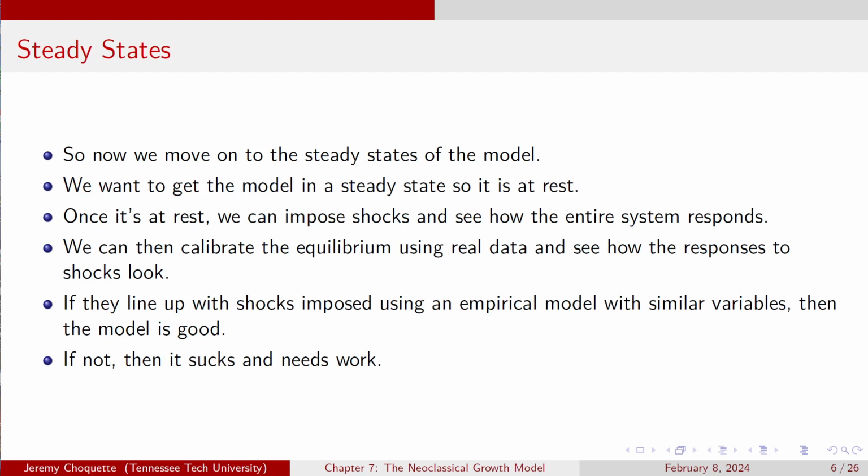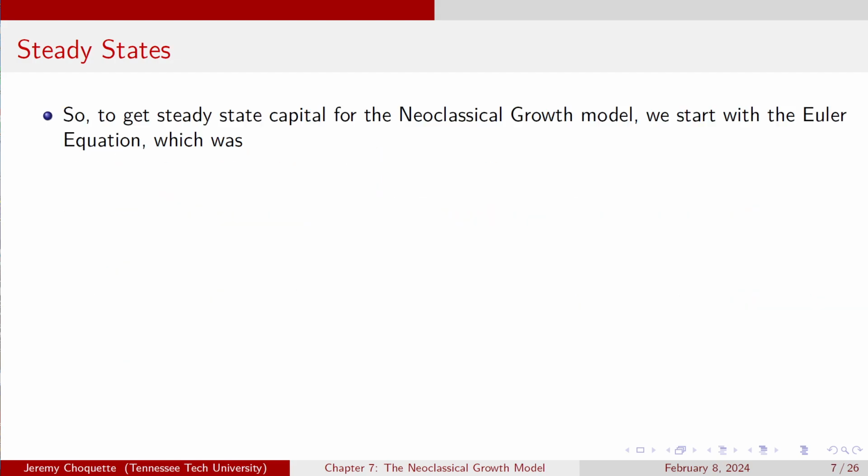And then what we could also do, and this is more graduate level stuff here, is generate an empirical model using similar variables, but variables that have been observed in the real world. And we can see if the shocks the model generates as calibrated using real data fits an empirical model fit with real data, and see if they match, right? And if they do, then the model's good. And if not, well, then the model sucks and it needs work.